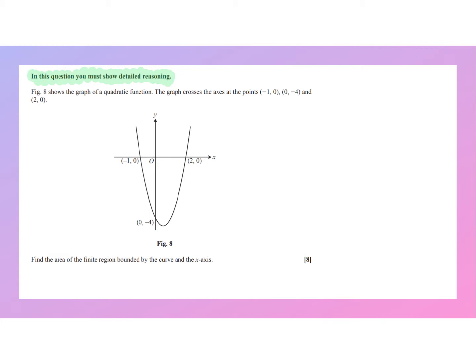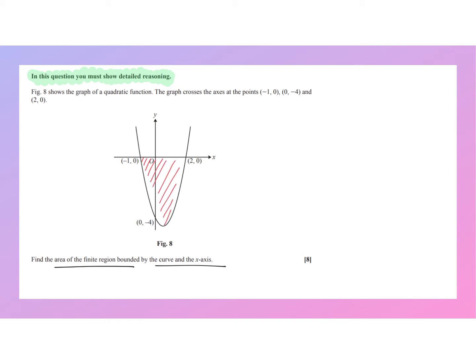So figure 8 shows the graph of a quadratic function. The graph crosses the axes at these three marked points. Find the area of the finite region bound by the curve and the x-axis. So of course, that's this region here.